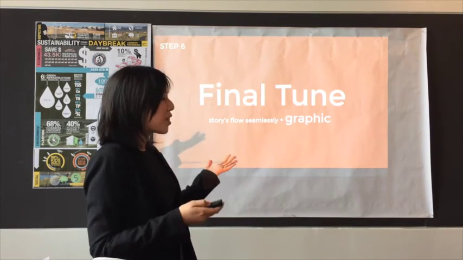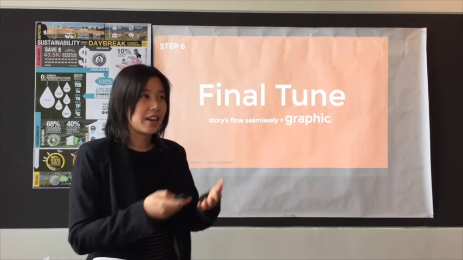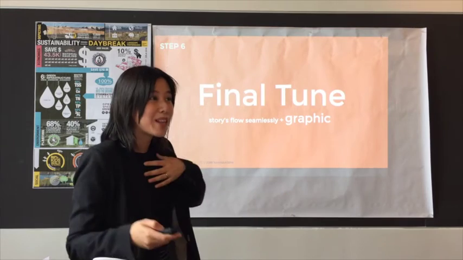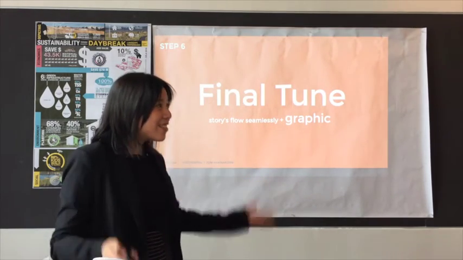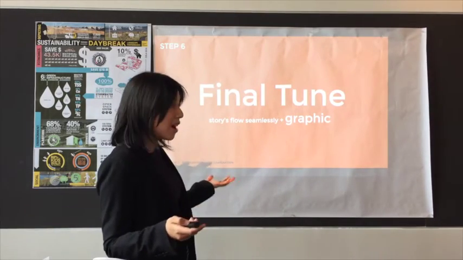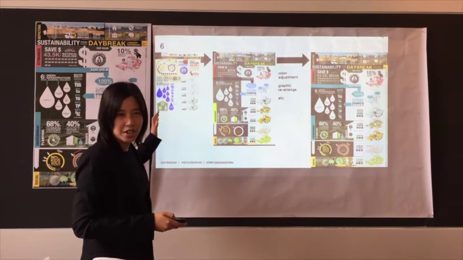So this last step is to make sure the story flows seamlessly and the graphic is agreeable to the eyes of the beholder, because you might think it looks so cool, but people say, oh, that's ugly, I don't understand this. So make sure the story works and the graphics are right. This is how the iteration goes.